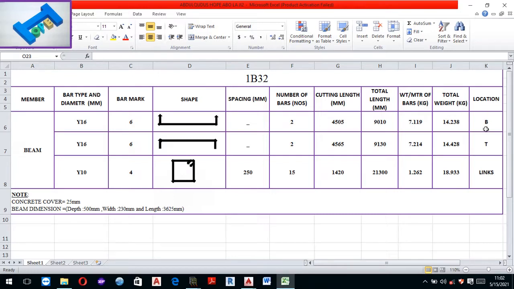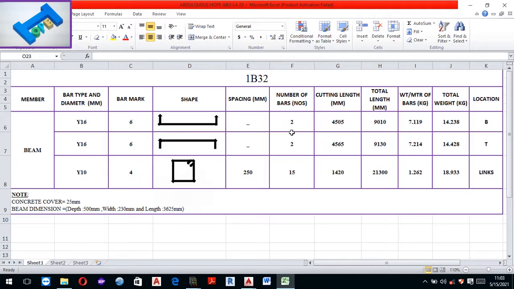Now the bottom bars have this shape, where the bar type and diameter is Y16 for high tensile steel, likewise R is for mild steel. Y16 bar mark 6, its shape. It has no spacing since it is a member, unlike the distribution bars and stirrups, which have spacings between them, and we have the number of bars to be 2. Its cutting length is the total length of that bottom bar, and one unit length is 4,505 millimeters.